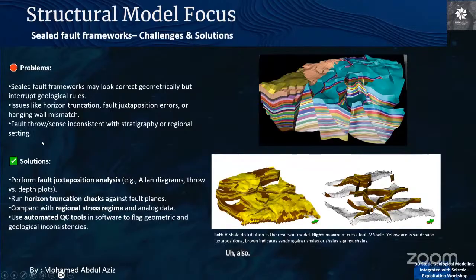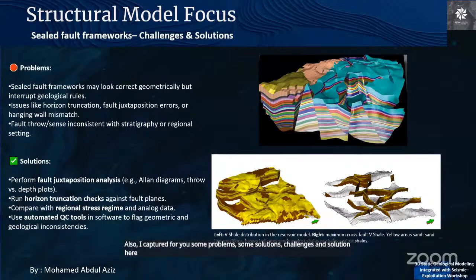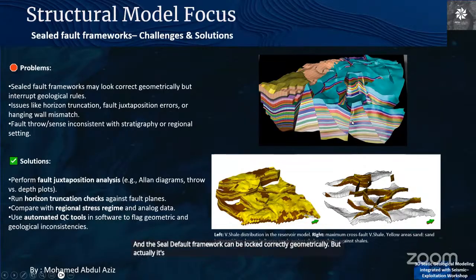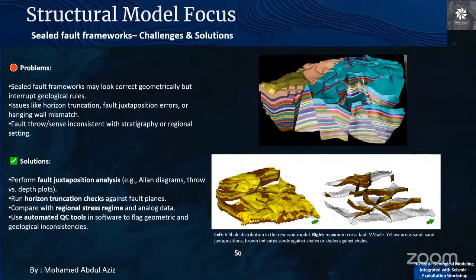Also, I captured for you some problems, challenges and solutions here, to show the importance of fault modeling. The problem in such an example comes from fault seal analysis: the fault framework may look correct geometrically, but actually it violates geological rules. The issue here is structure truncation and fault juxtaposition, which will have some errors, especially in the hanging wall.